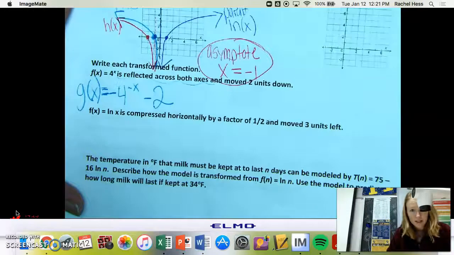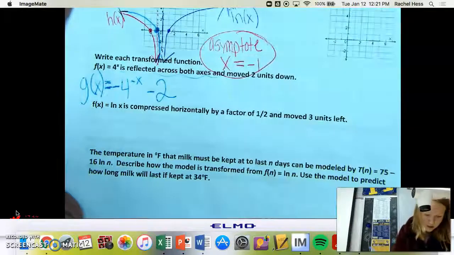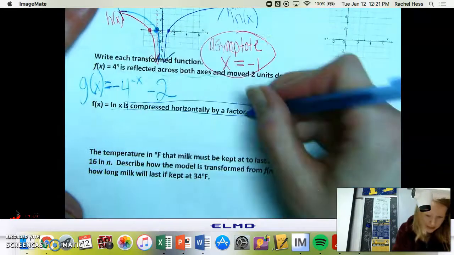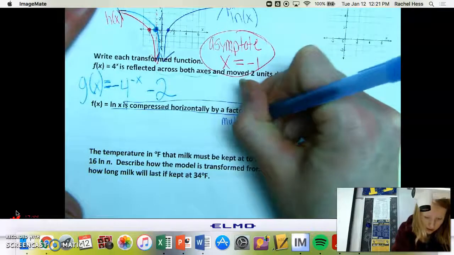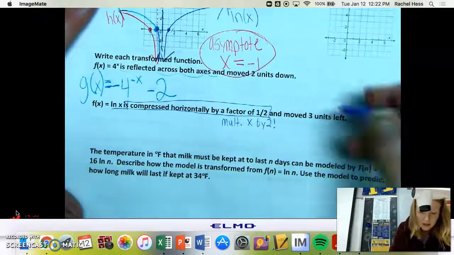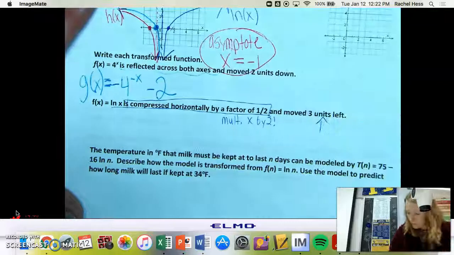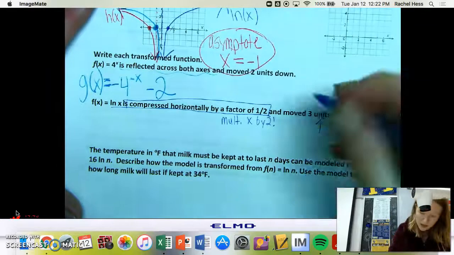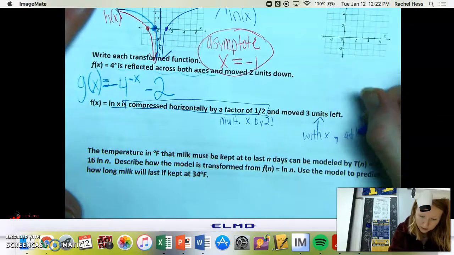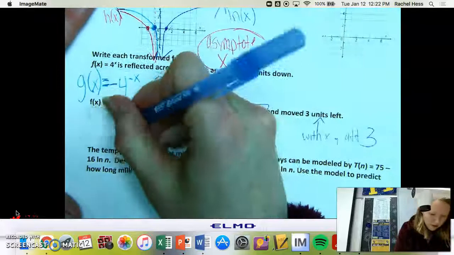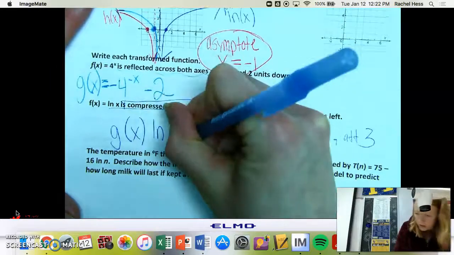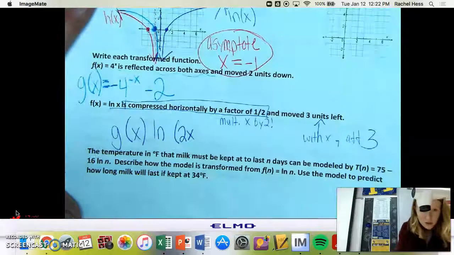And then our last example, we have our natural log function. It says compressed horizontally by a factor of 1/2. Remember, that's a liar, which means we're actually going to have to multiply x by 2. Remember, horizontal is with the x. And then 3 units left means we're going to have to be with x, but it's a liar, so we're actually going to have to add 3. If we take our function then, we have our natural log of x, we have the natural log, but with the x, we just said we would have to multiply it by 2 and then add 3.